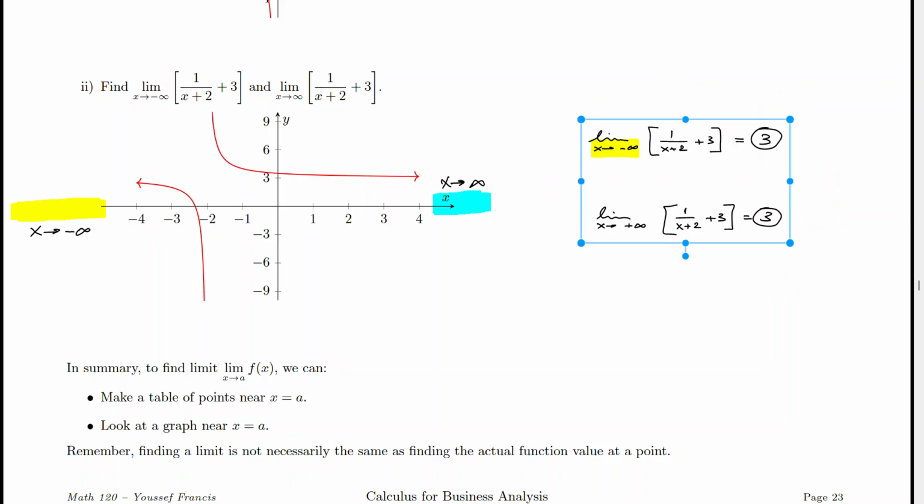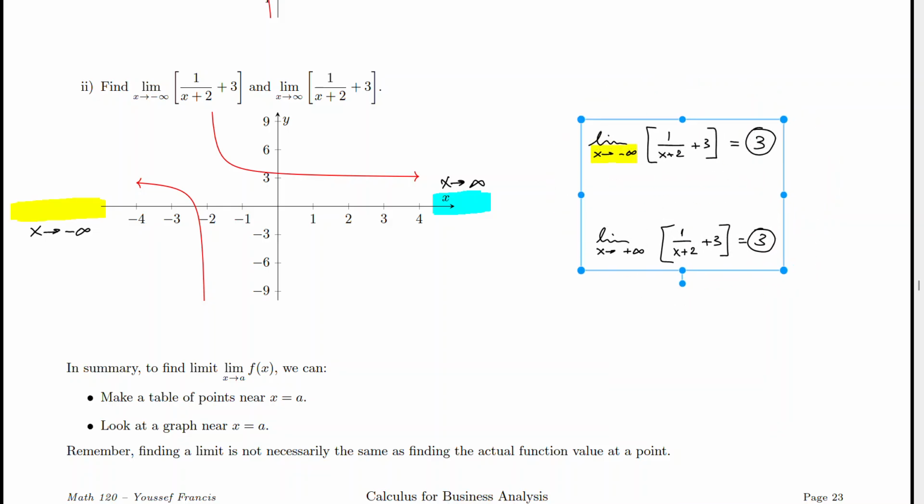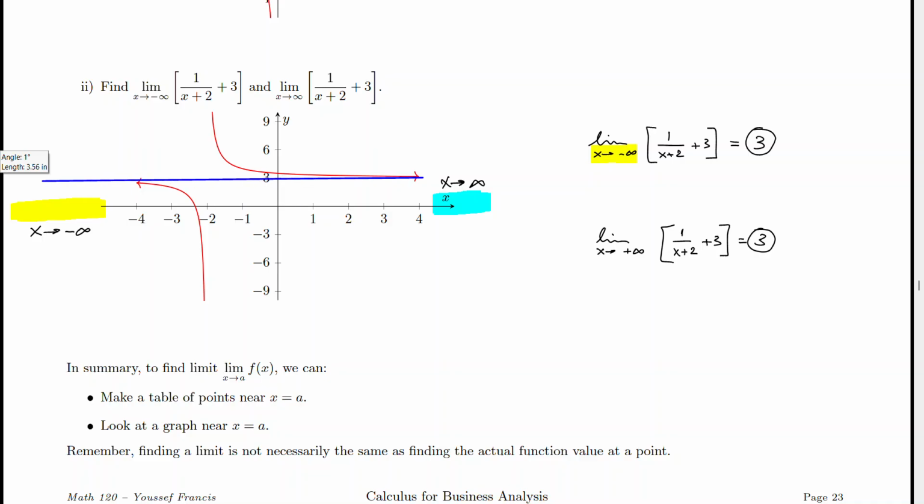We are going to say that the graph is stabilizing, and it's stabilizing at the height of 3. That's going to be given a name. You can imagine here there's a line at 3 like this, and the graph is getting closer and closer to it as we go further and further to the left and to the right. That's the meaning of this 3.